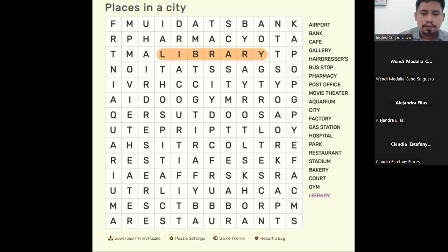Ahorita tenemos únicamente tres personas que han completado el ejercicio. ¿Cómo vamos? Cuatro veo que lo completaron ya en el grupo de WhatsApp. No sé los demás, necesitamos más tiempo. ¿Será que necesitamos un poquito más de tiempo? Yes, teacher, acabo de entrar, entonces un poquito más. Bueno, perfecto, está bien. Cuatro palabras me hace falta nada más. Vale, excelente.